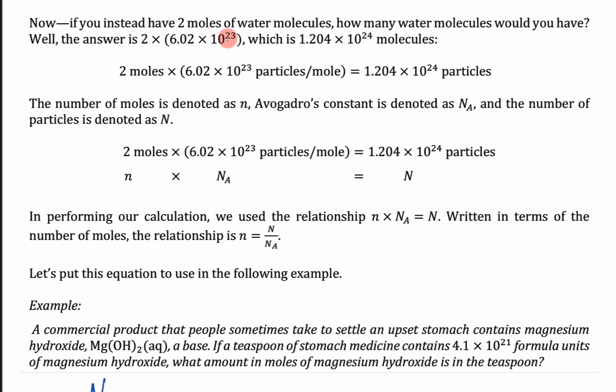And so if you type this into your calculator, 2 times 6.02 times 10 to the 23, the answer comes out to be 1.204 times 10 to the 24 molecules. So that's how many molecules of water you would have if you had 2 moles of water molecules.